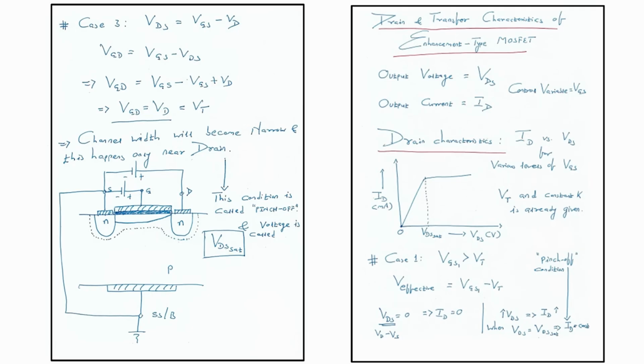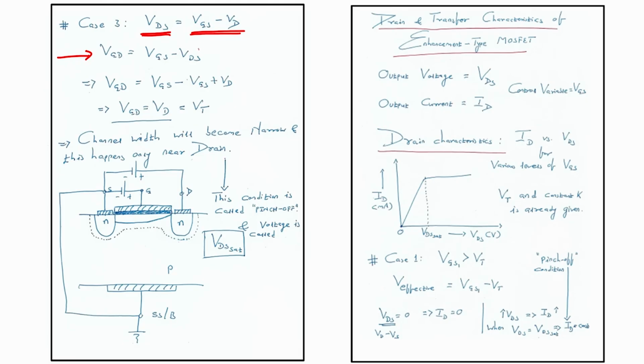Let us consider case number 3. In this case, what do we see? We see that Vds is equal to Vgs minus Vt. Now, this is another case, right. Here we use equation number 1 again, which was VGD equals VGS minus VDS.